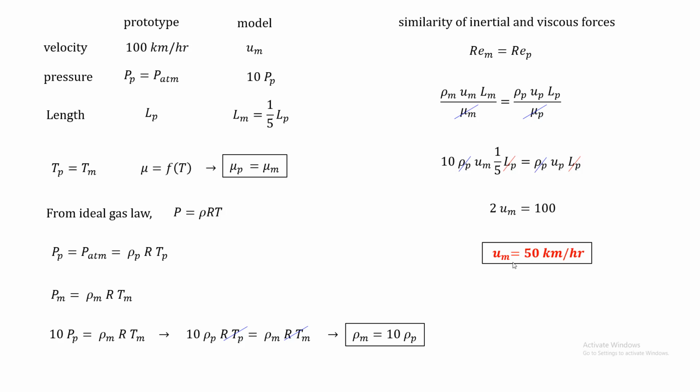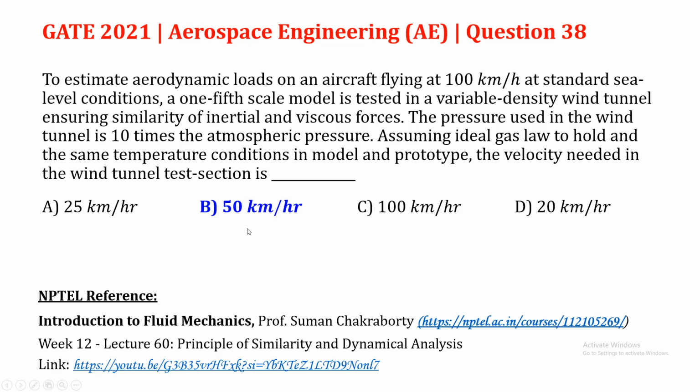So the velocity required for the wind tunnel is 50 km per hour, which is option B, the right answer. The NPTEL reference for this particular question is from the course Introduction to Fluid Mechanics by Professor Suman Chakraborty, and the particular video that you want to have a look at is from week 12, lecture number 60, which is Principle of Similarity and Dynamical Analysis, and you can also see the YouTube link for the particular video. That's all for this question. Thank you.